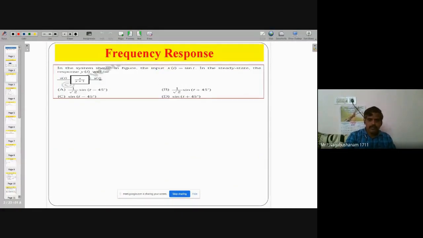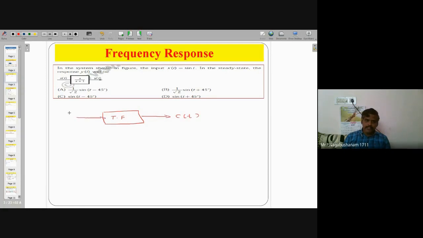So this problem also we solved in the last class. Anyway, once again, I will take the theory part of frequency response. Assume it is a system. I will not repeat again. Assume it has a transfer function. Output by input is the transfer function. The output they will give as C of t, and the input as R of t.